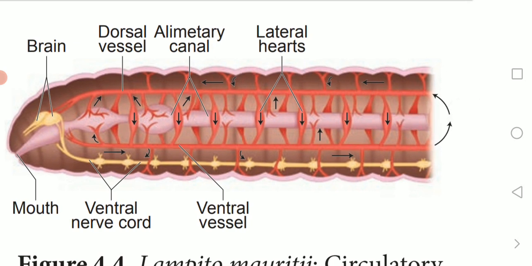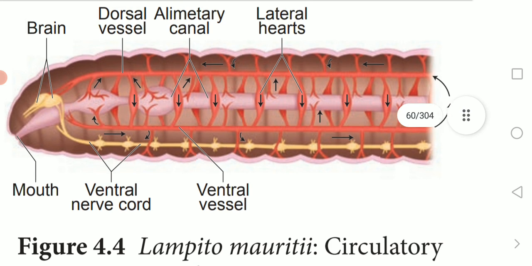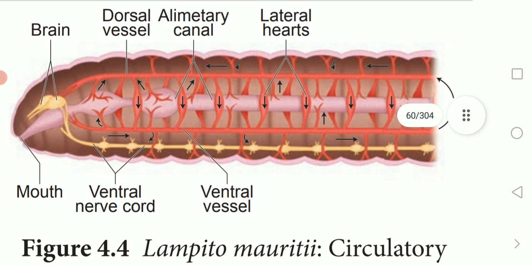The main important organs used for the circulatory system are the dorsal blood vessels, ventral blood vessels, and lateral hearts. We'll see how these organs are involved in the circulatory system of Lampito mauritii. Here, the two median longitudinal vessels run above and below the alimentary canal, the dorsal as well as the ventral. That's what they say here.